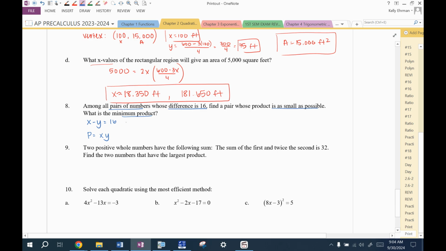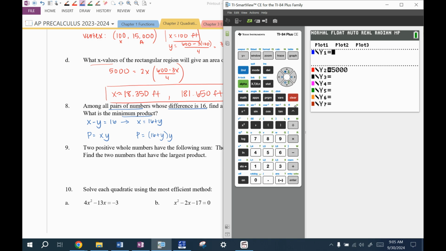And we want to use some substitution here. So I'm going to solve this equation for x. X is equal to 16 plus y. So now sub that into your product equation. So product is equal to, instead of x times y, it's (16 plus y) times y. And again, you're trying to find a minimum product. So I can say 16 plus, you're going to type in x even though it says y because we can't distinguish here.